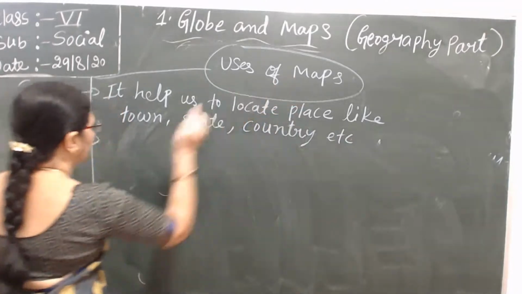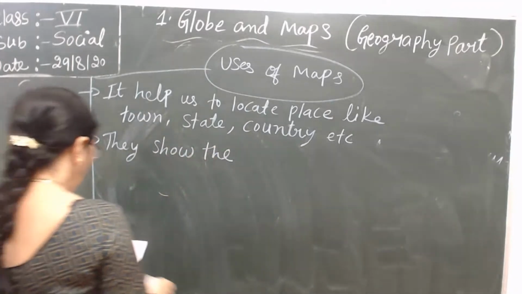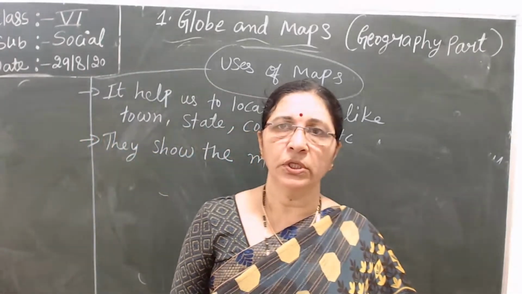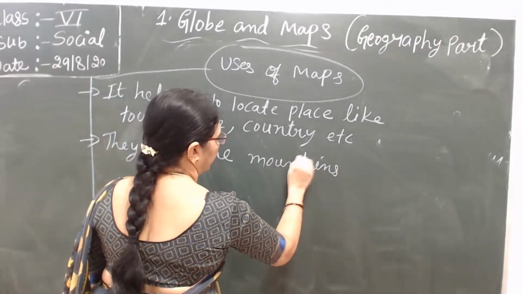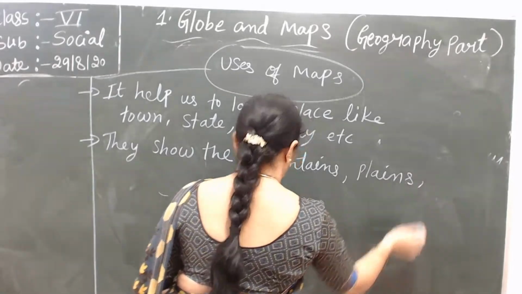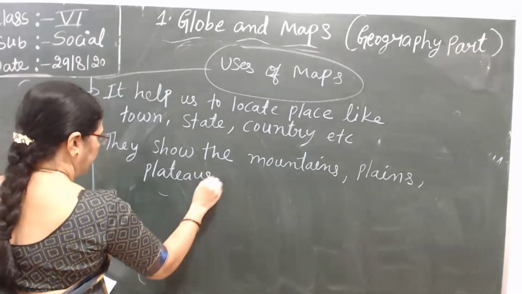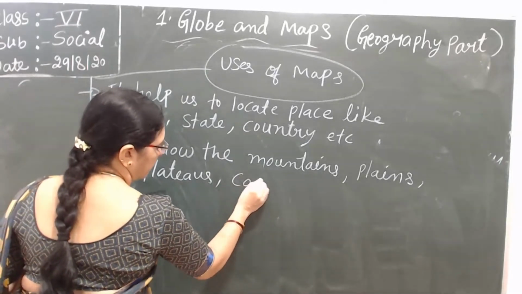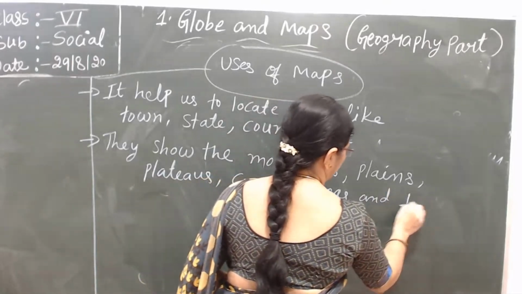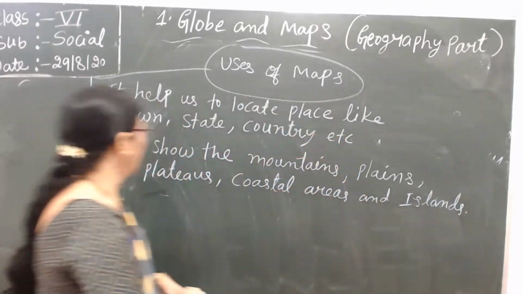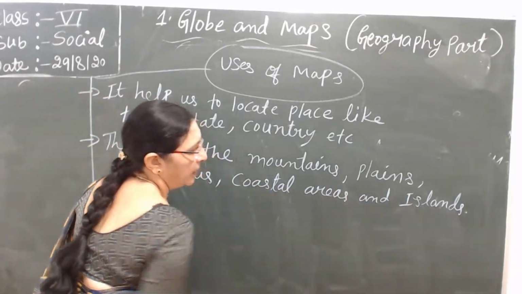Maps show the mountains, plains, plateaus, rivers, lowlands, coastal areas, and islands.